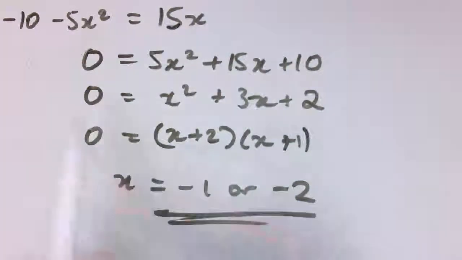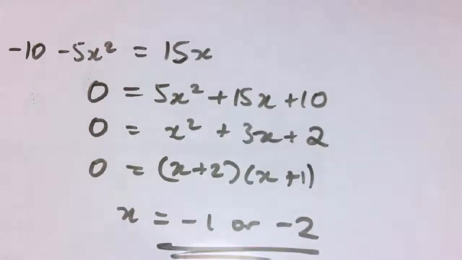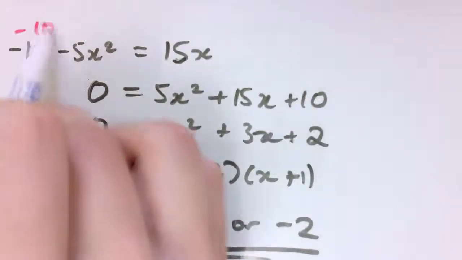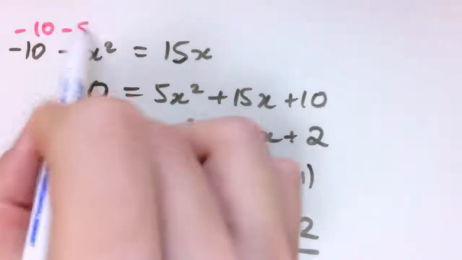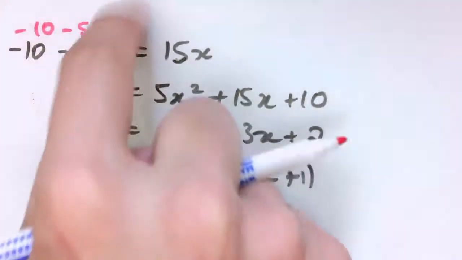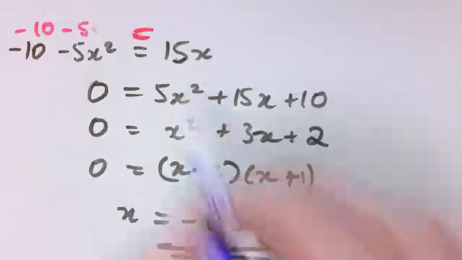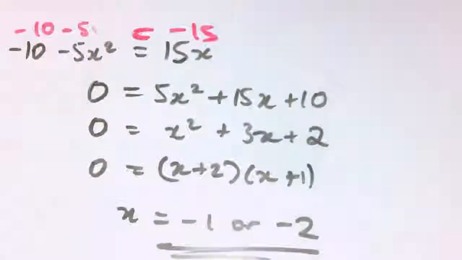Minus 10, in fact that might be a good exercise, especially if you're not confident with lots of negative numbers here. But minus 10, and if I substitute in minus 1, we get minus 5 times minus 1 squared, so that's minus 5 times plus 1, so that's just minus 5, so that gives us minus 15, and then 15 times minus 1 is minus 15, so that one definitely works.